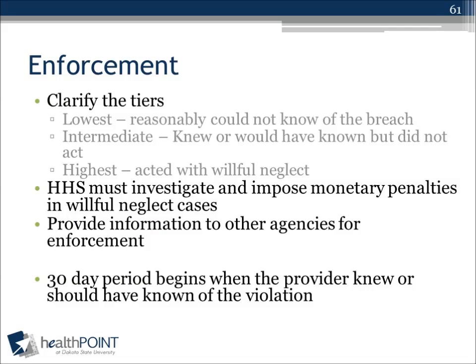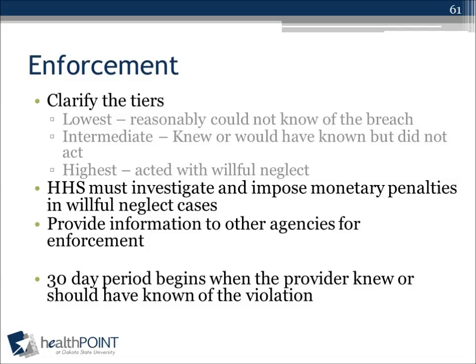Okay, let's talk about enforcement. There were some changes in the Omnibus rules. They clarified the tiers: the lowest tier, intermediate tier, and highest tier. In the lowest tier, you reasonably could not know of the breach. Those would fall into that category. Intermediate, you either knew or you should have known but did not act. And then highest, obviously, would be where some willful neglect was evident.